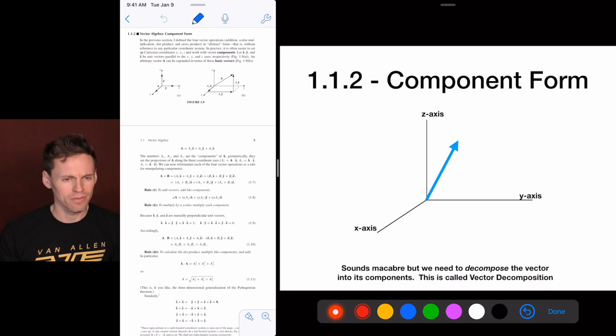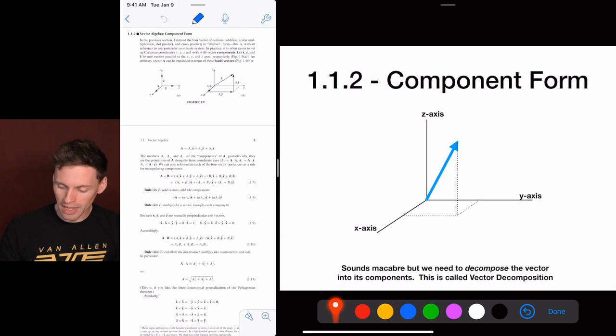Okay, we have to bury it in the yard and watch what happens. No. We have to decompose the vector into its components. This is called vector decomposition. So it's like leaving mayonnaise out of the fridge. Okay, we have to decompose the vector in the coordinate system that we are in.